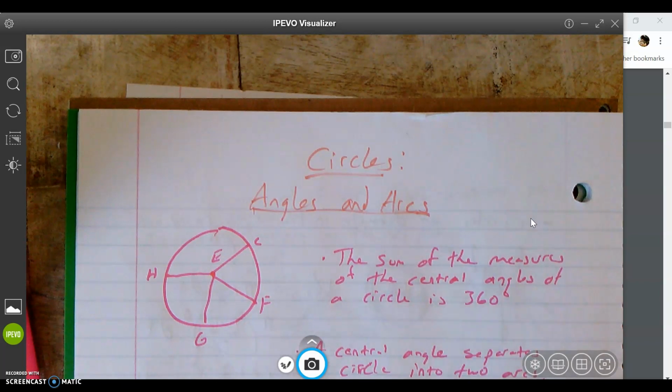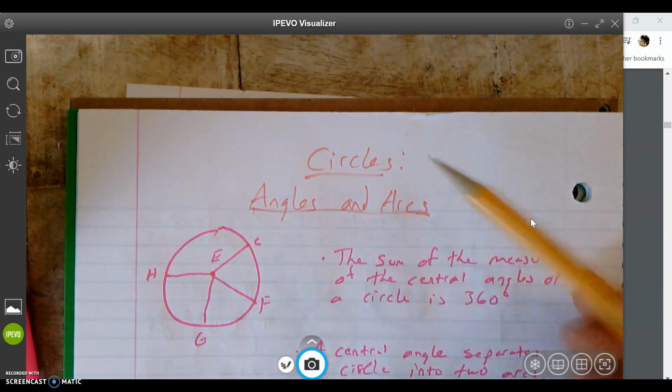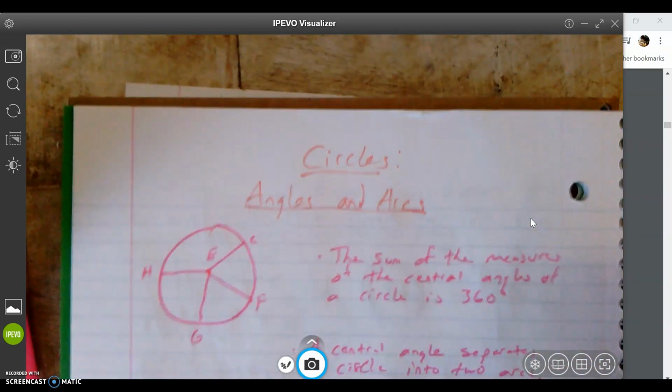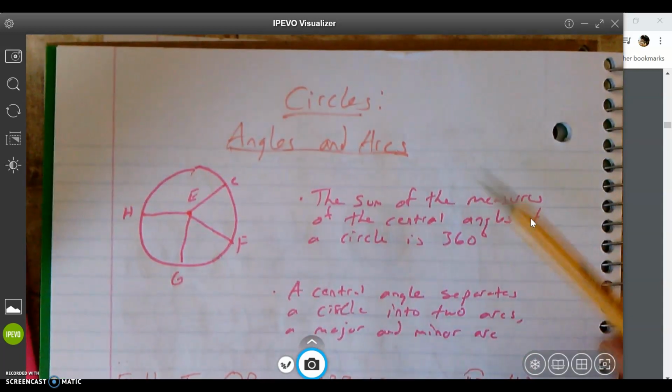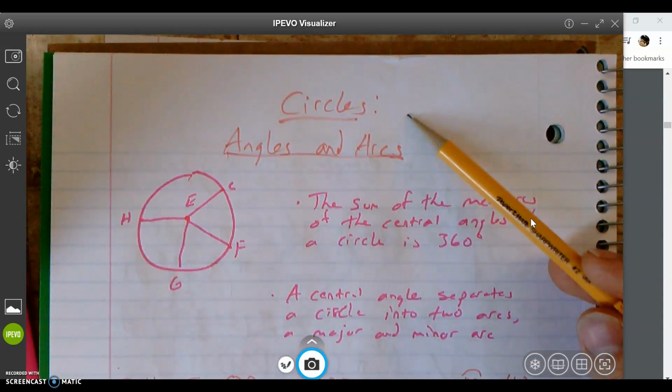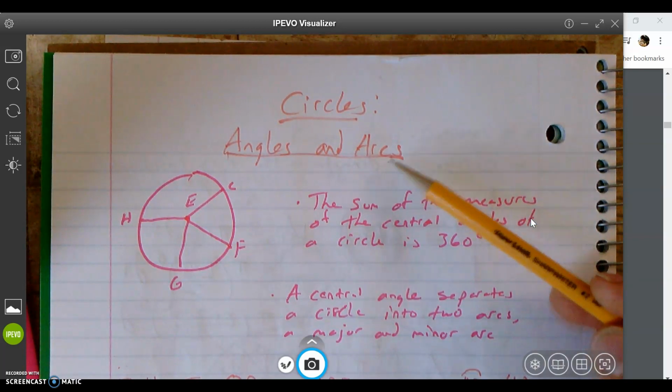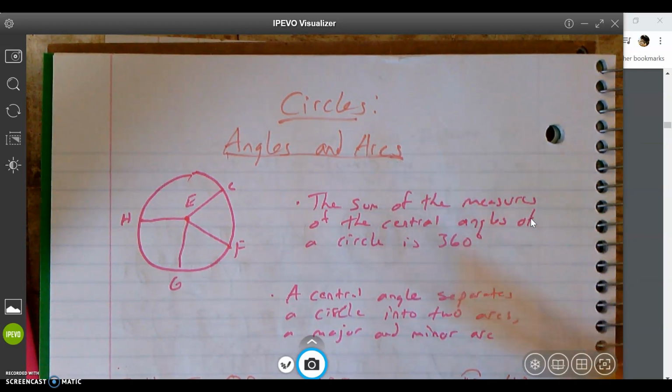So, what are we going to learn today? Let's see. Everything I write, you write. These are my notes. You make your notes look like mine, all right? So, circles. We went over little circles on Khan Academy. So here's the next step in the progression: angles and arcs. All right.